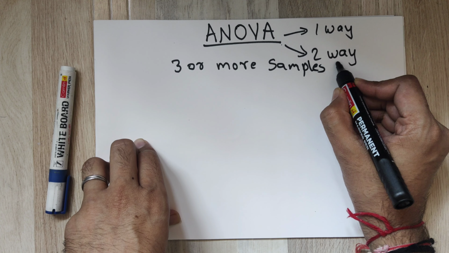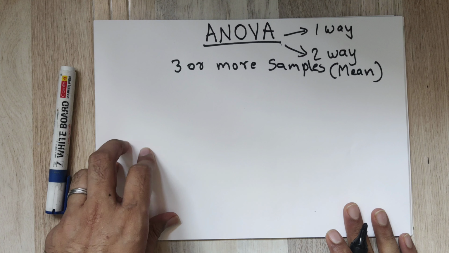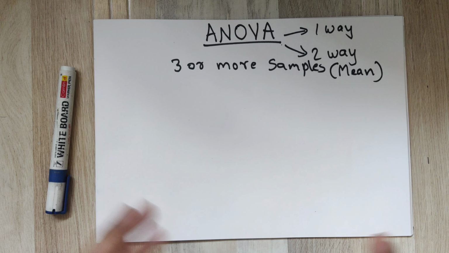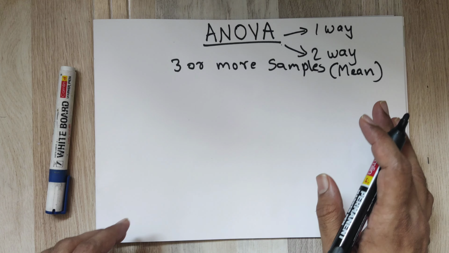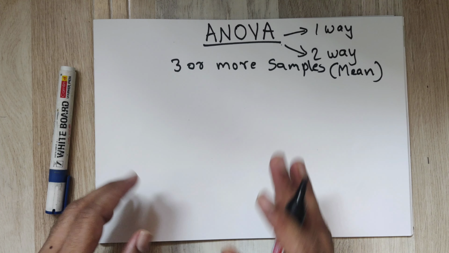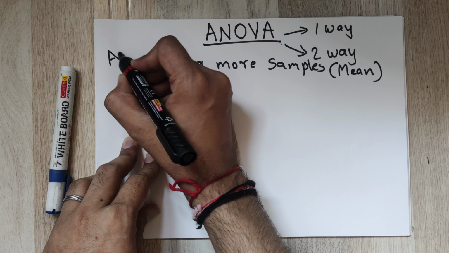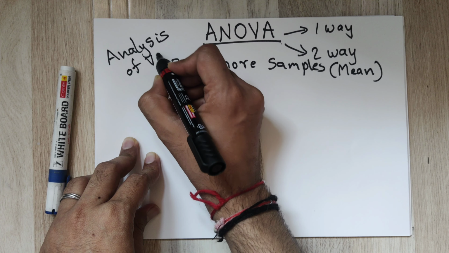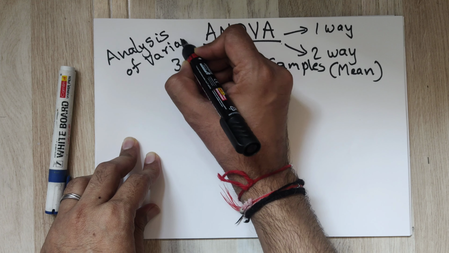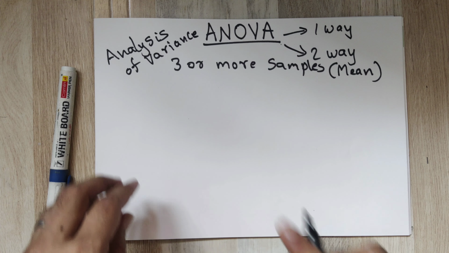And the parameter we are testing over here is mean. We check whether the mean of all the samples is the same or whether there is any difference between the means. So when we have three or more samples and we want to test mean, we use ANOVA. What is the full form of ANOVA? It is called analysis of variance. Here, though we are testing for mean, we use variance for testing the hypothesis based on mean.